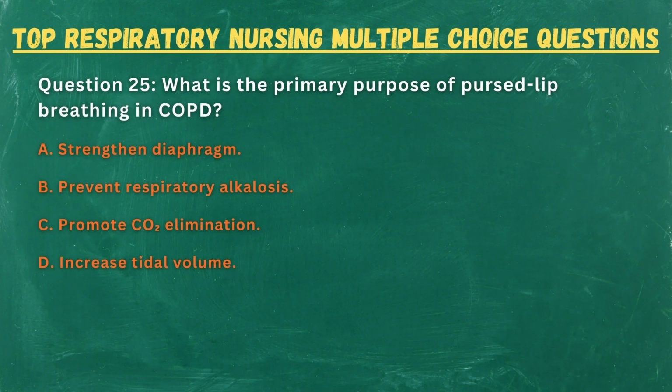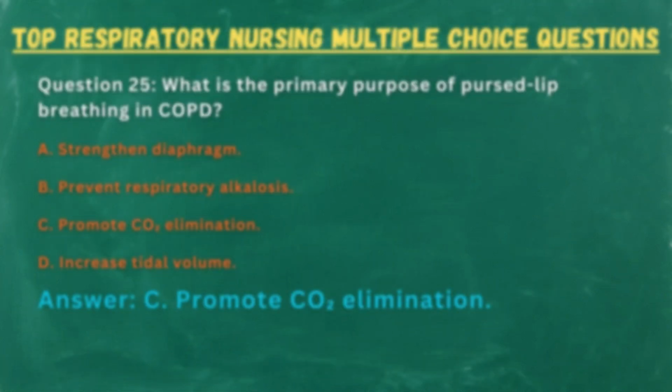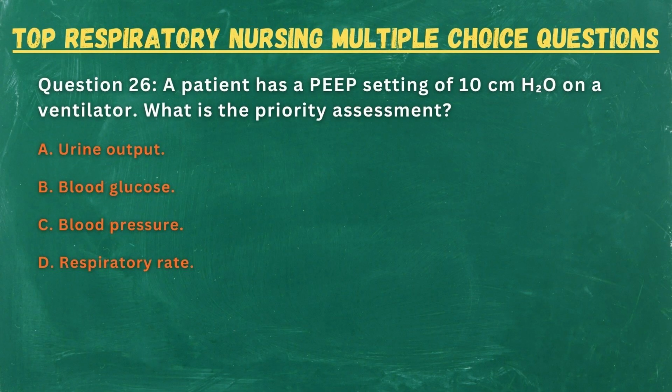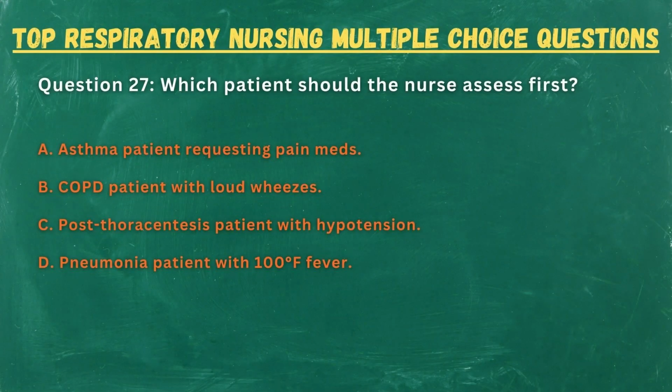Question 25. What is the primary purpose of pursed lip breathing in COPD? A. Strengthen diaphragm. B. Prevent respiratory alkalosis. C. Promote CO2 elimination. D. Increase tidal volume. Answer. C. Promote CO2 elimination. Question 26. A patient has a PEEP setting of 10 centimeters H2O on a ventilator. What is the priority assessment? A. Urine output. B. Blood glucose. C. Blood pressure. D. Respiratory rate. Answer: C. Blood pressure.